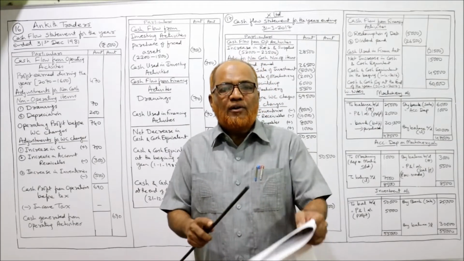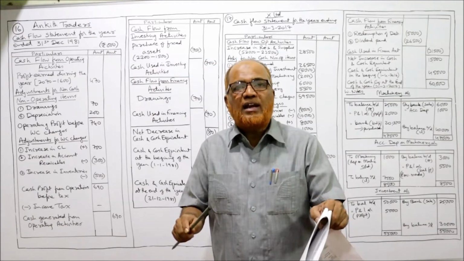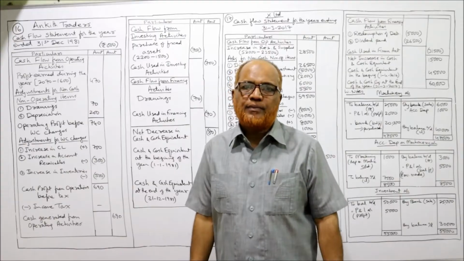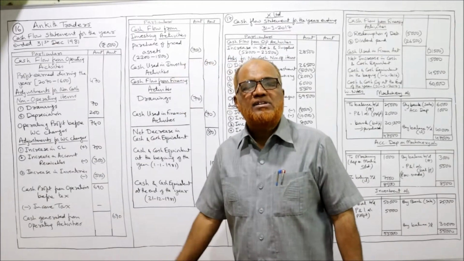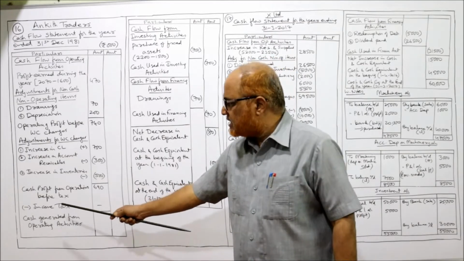So remaining how much? 22 minus 15, 7 lakh. That 7 lakh rupees are paid by the company, by the business in cash. So when the amount is paid for purchasing fixed asset, it is an investing activity. Amount paid for purchasing fixed asset is an investing activity.